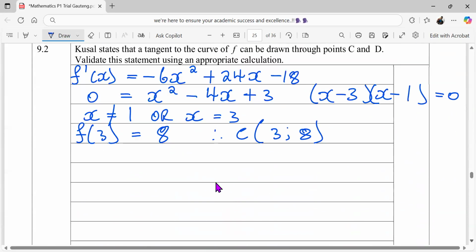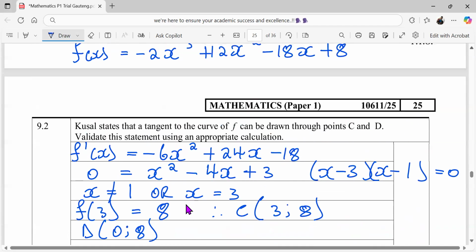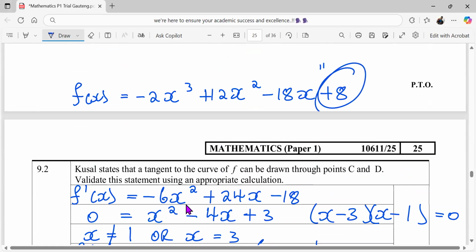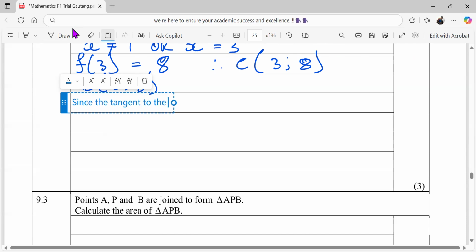So I think we are ready to reason with them. Now also tell them that you are aware that the coordinates of the point D are 0 and 8. Where do they come from? Because 8 is the y-intercept on your function. Well, I think here you can give them a little bit of an essay. How? Tell them that since the tangent to the curve at C, and also tell them that you are aware that C is a stationary point.